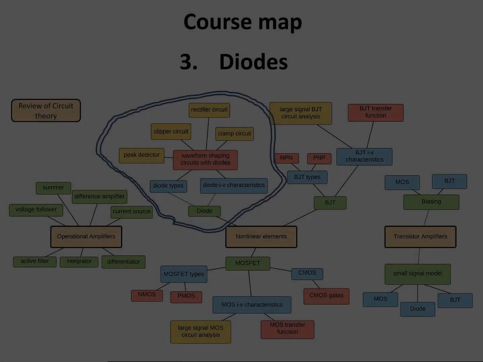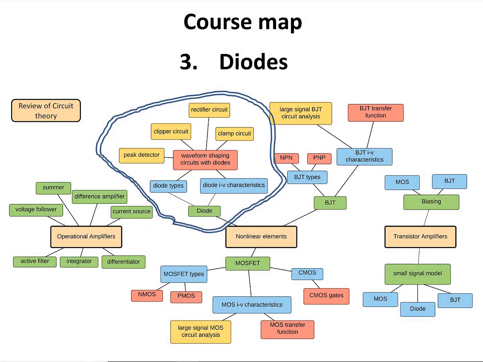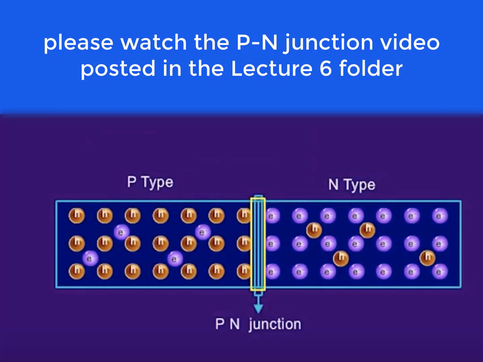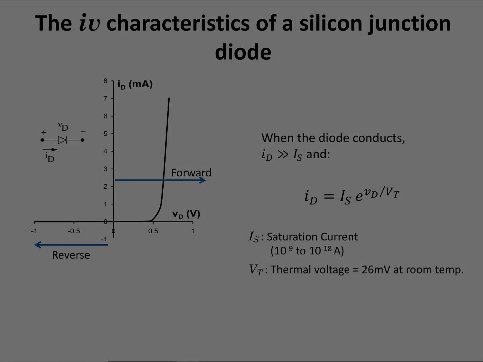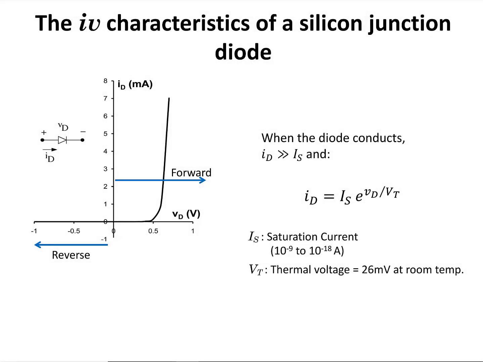Hello everyone, we are at the topic of diodes. Today we are going to look at the structure of the PN junction diode and the IV characteristics of the diodes. The IV characteristic graph of a PN junction diode is provided in this figure.